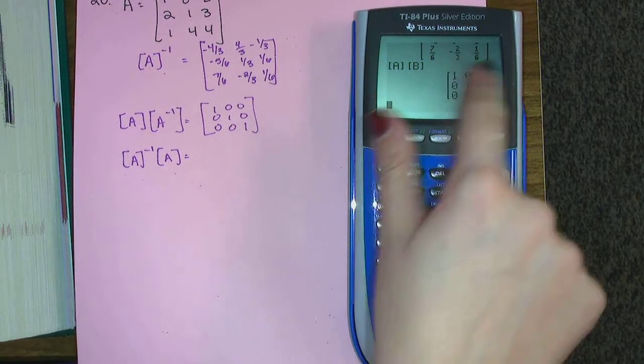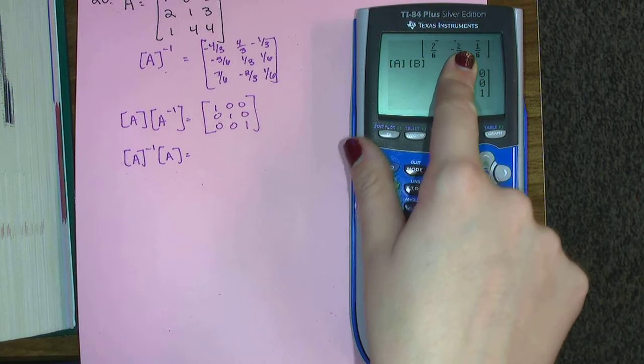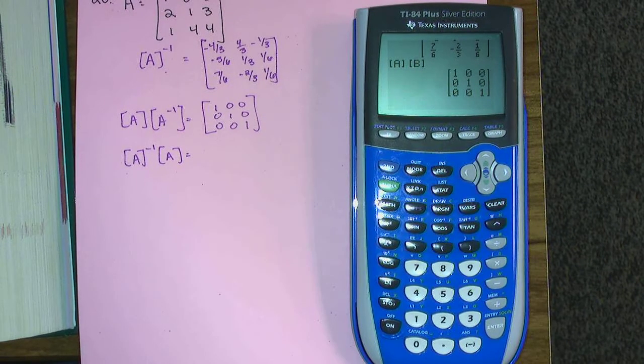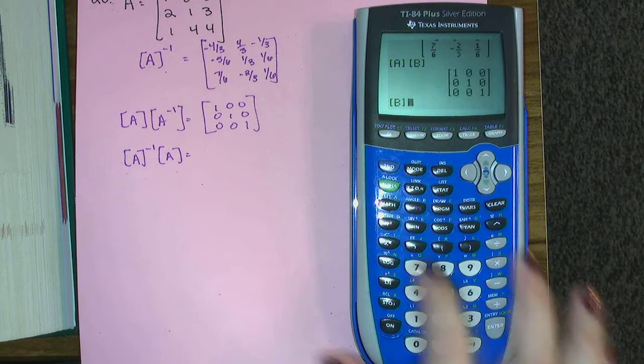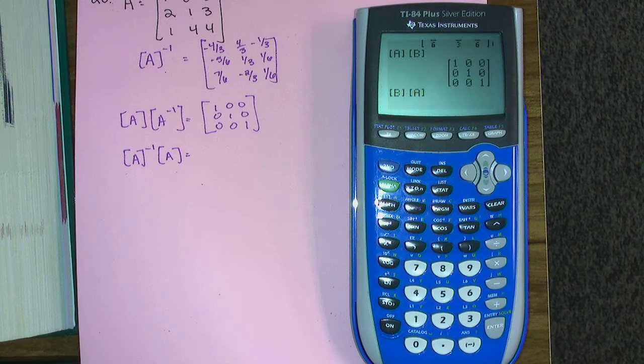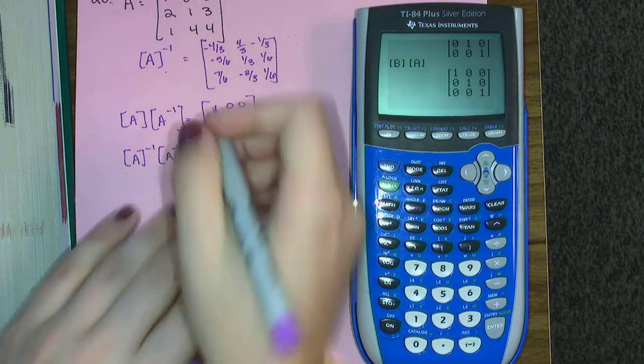You have this stored, right? You just type in A times B, and then it'll give you the identity if your matrices were truly inverses. Then you need to do the reverse. You need to do B times A. And that also gave me the identity.